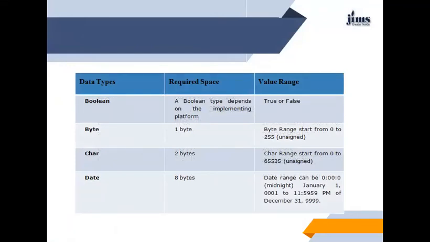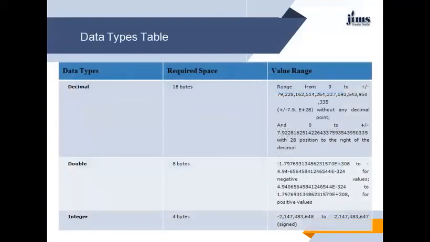There is a table of data types, required space, and value range, and these are all given here. This is the Boolean data type; its value range is True or False. Byte takes 1 byte, with a value range of 0 to 255. Char takes 2 bytes, with a range from 0 to 65535. Date takes 8 bytes. Similarly, Decimal takes 16 bytes.